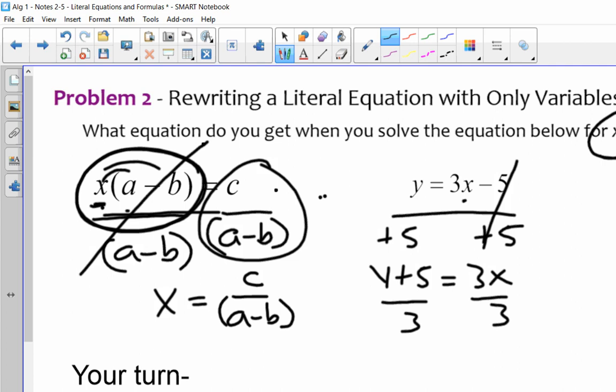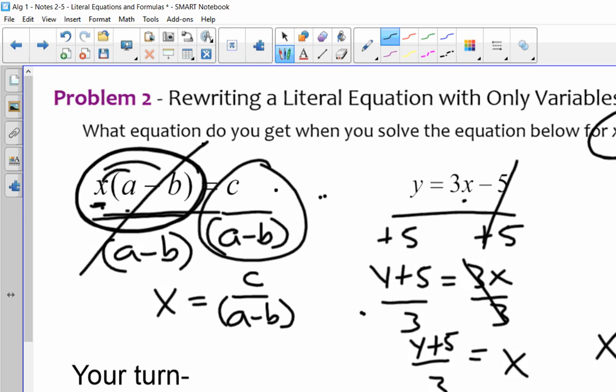Okay, those go away. You're left with X. Well, what is Y plus 5 divided by 3? I can't tell you because I don't know what Y is. So I just leave it that way. That's as far as I can go. Okay? And we like to flip this around, so I'll flip it around. Okay?